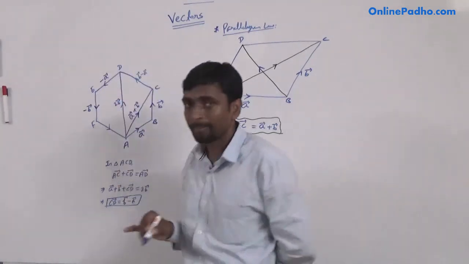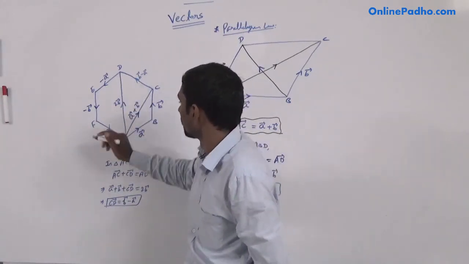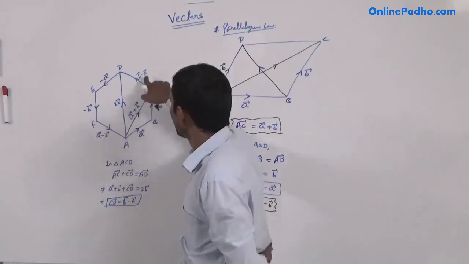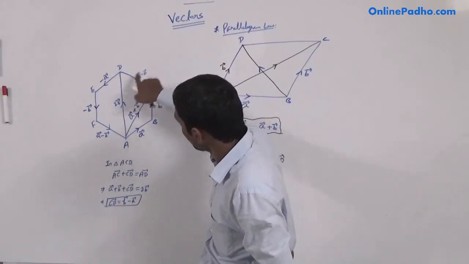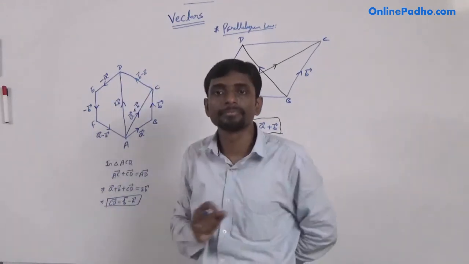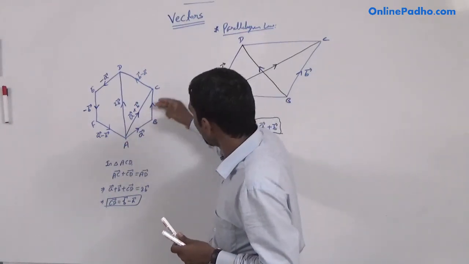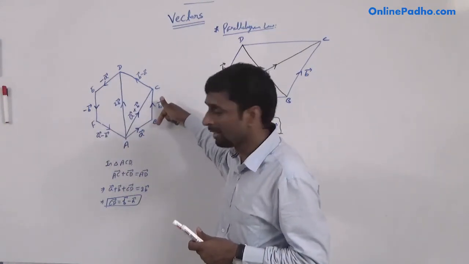Now what about FA? For FA, the direction is just opposite to the CD vector. So this can be written as A vector minus B vector. Because this is B vector minus A vector, you can take a minus sign before that and you will get A vector minus B vector. So we related all the sides of the hexagon with two adjacent sides, right?